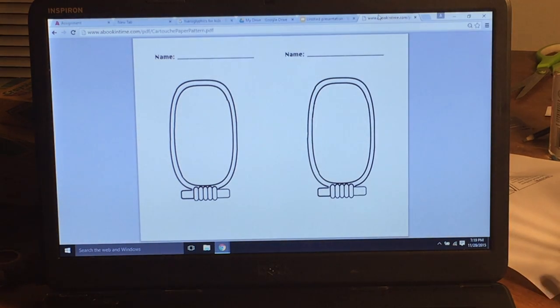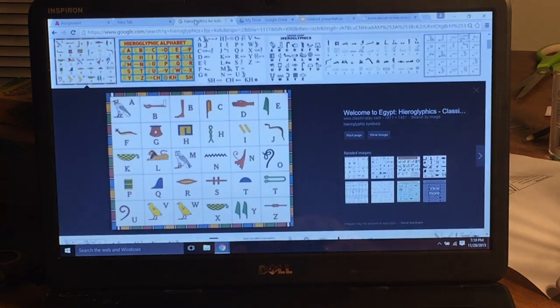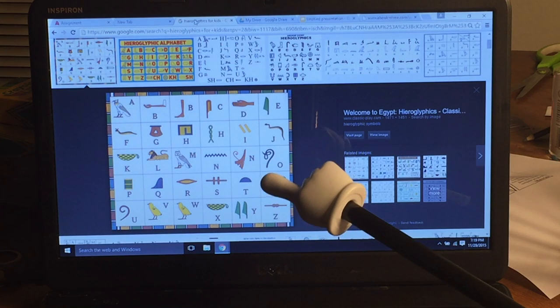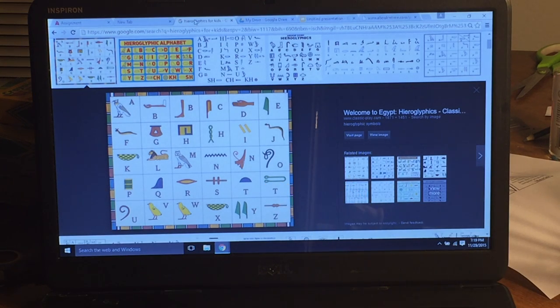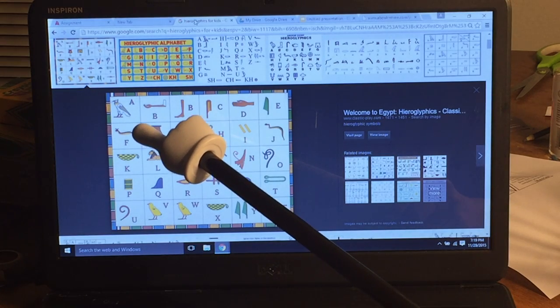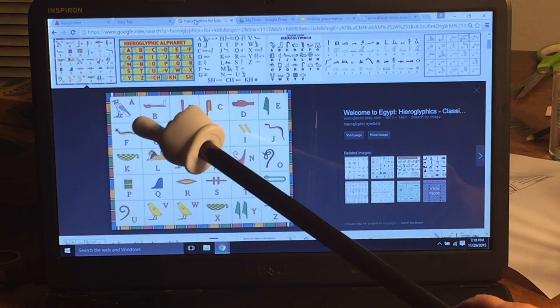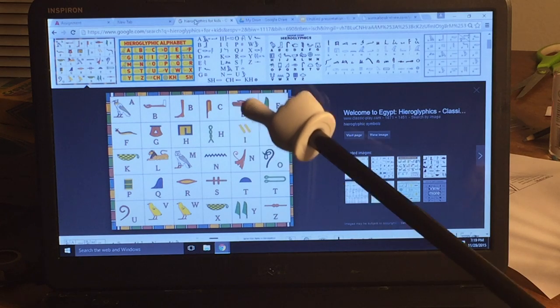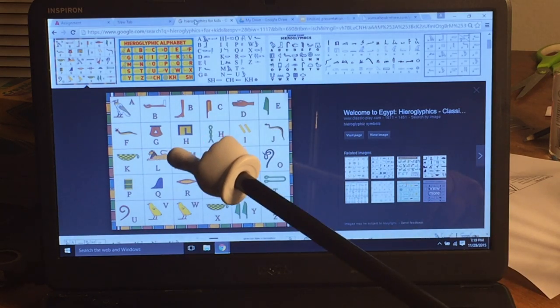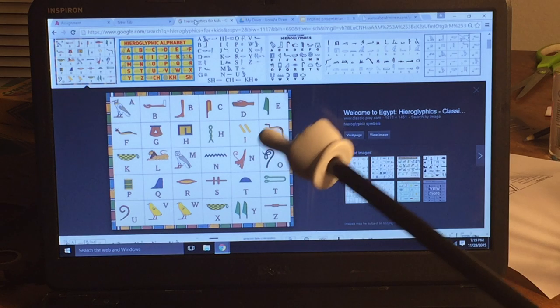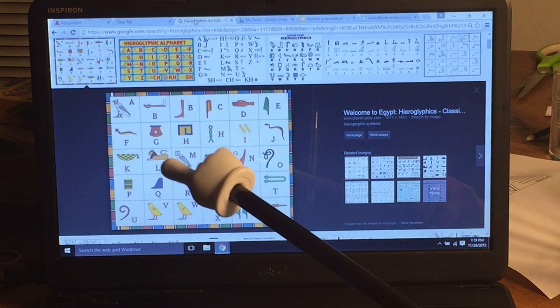What we are going to do today is learn how to spell our names using the Egyptian alphabet, which was created before words were invented. As you can see, the alphabet here has familiar letters that we know in a box next to the symbols of the Egyptian alphabet.